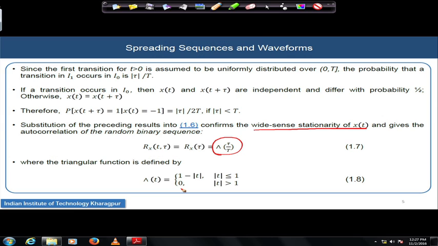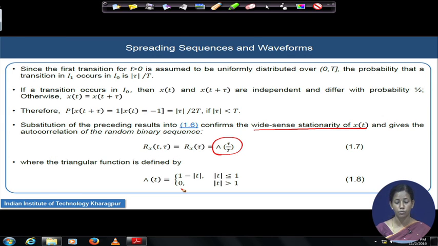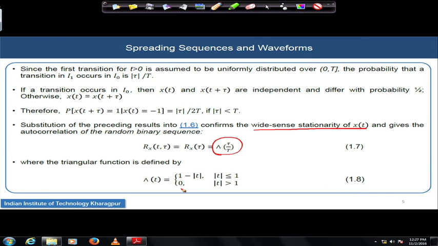This observation and this derivation we will utilize for generation of several sequences, and mainly the maximum length sequence or ML sequence. We will see how this triangular property is really very useful in case of any kind of further analysis.